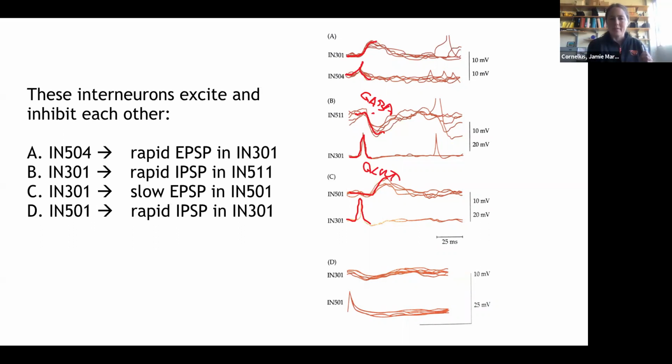Actually, I'm not sure what neurotransmitters these central pattern generators use. It's probably not glutamate, but it might be, who knows. I'm just giving you an example. And then when 501 fires, you get a little bit of an inhibitory postsynaptic potential in 301.